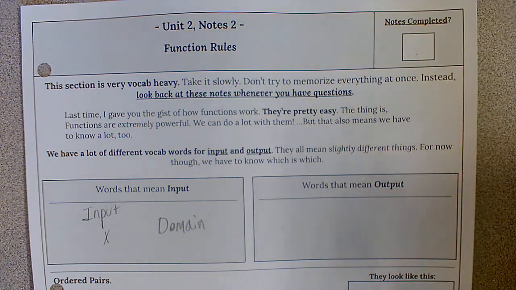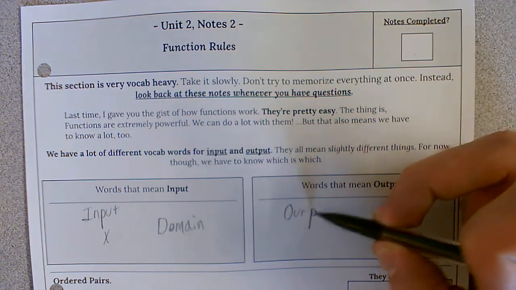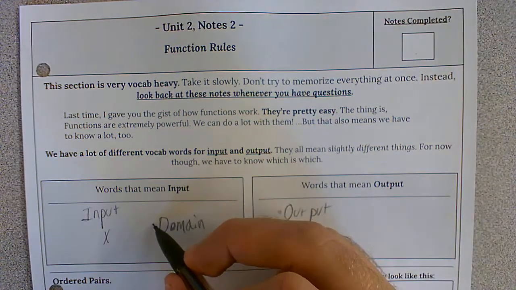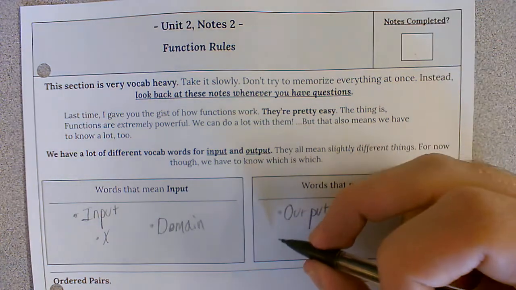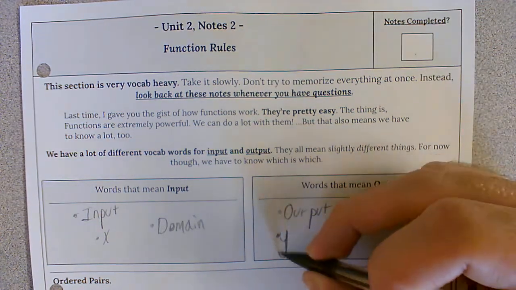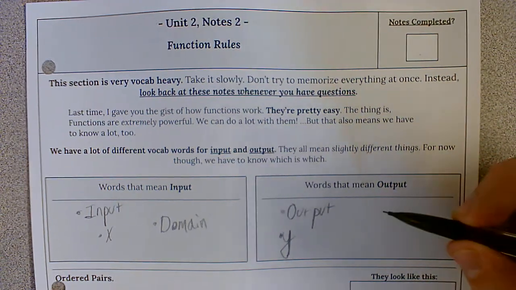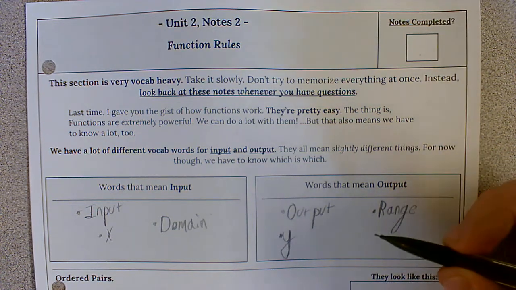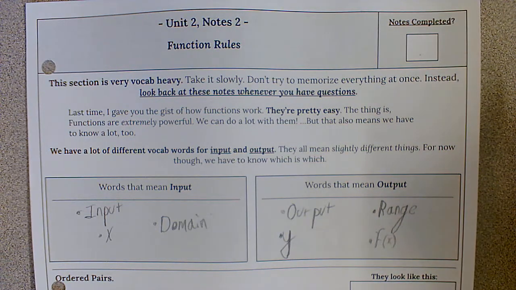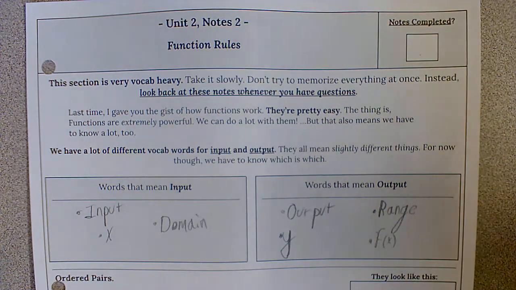Similarly, we have a bunch of words that mean output. Our output is whatever comes out of a function, and the first word we're going to use is output. I'm going to put bullet points next to these. Another one's going to be the letter Y. If X is what we plug into an expression, Y is what we get out of an expression. It's our output. Other words also include range and f of x. If x was what we plugged in, f of x, the whole function, is what we get out.